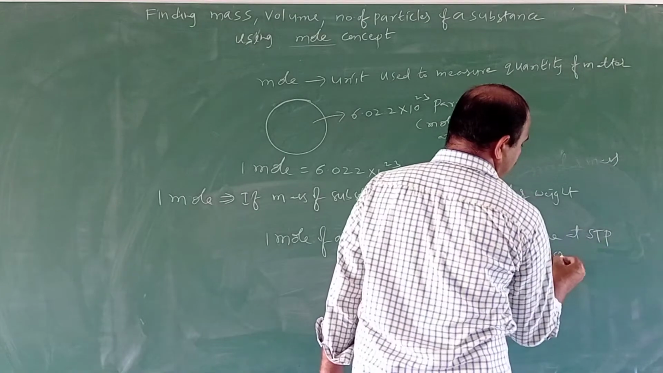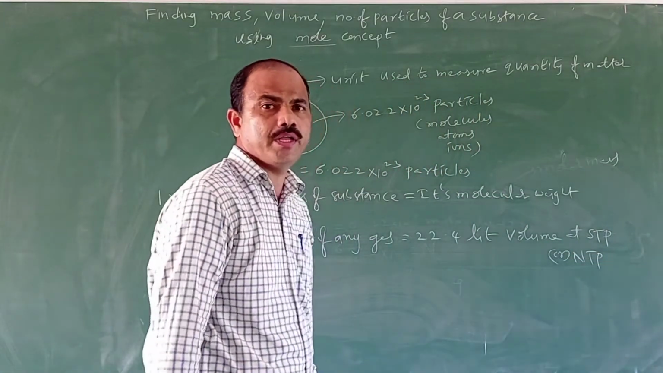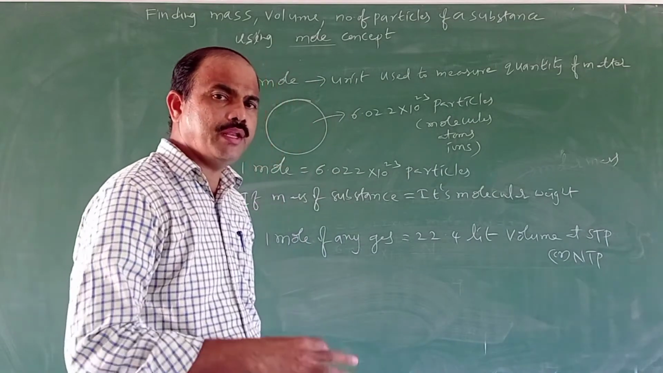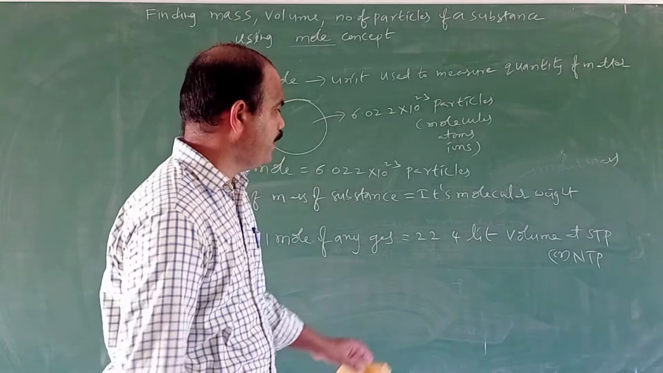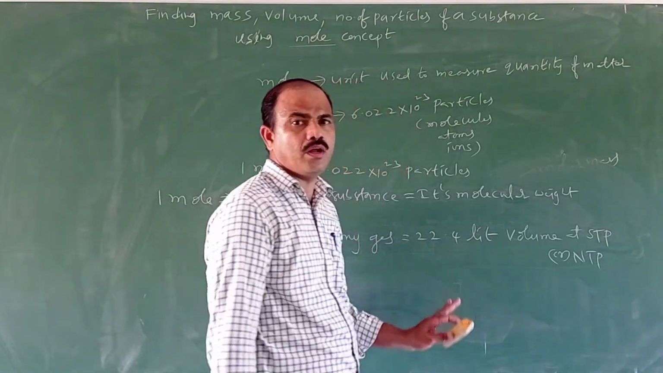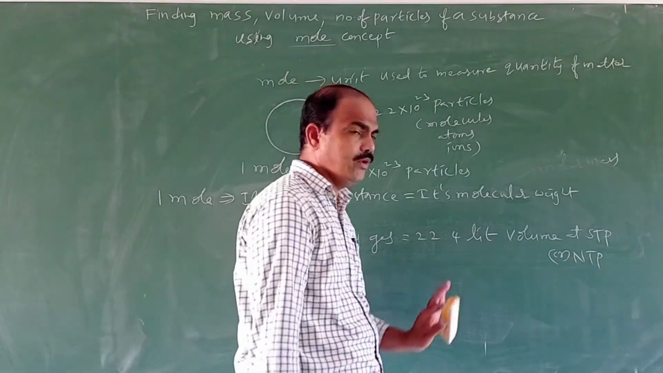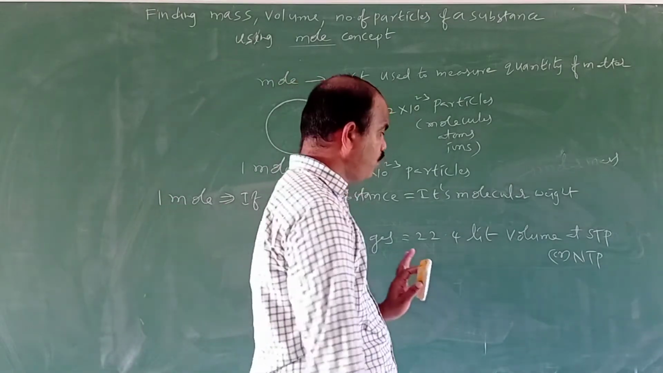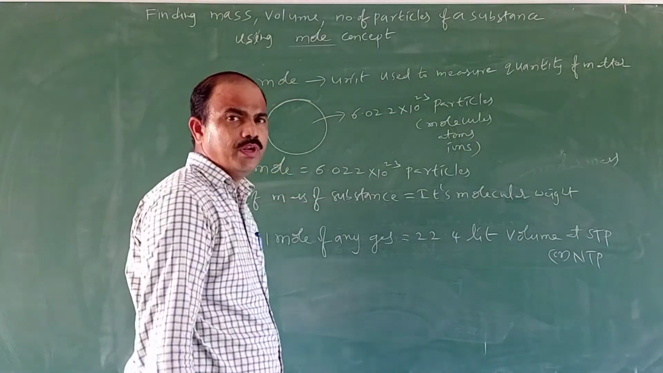STP or NTP, that is, standard temperature and pressure, or normal temperature and pressure. If we take any 1 mole of gas at STP or NTP, it occupies how much volume? 22.4 liters. This is also called the gram molar volume. So what is the gram molar volume? That is nothing but 22.4 liters.